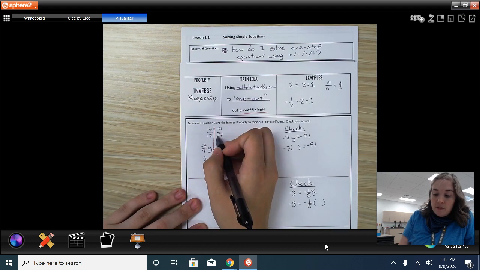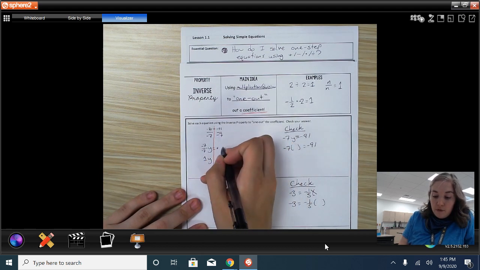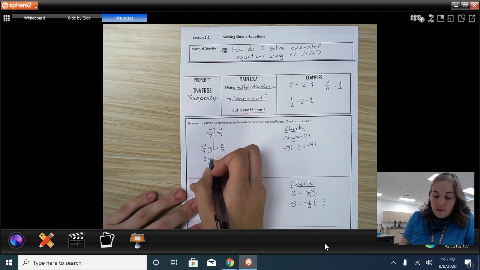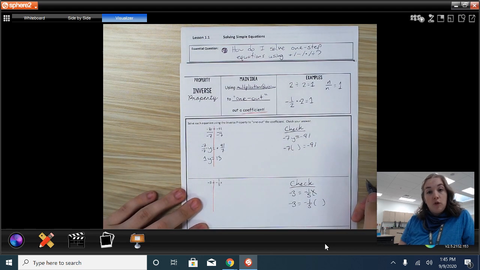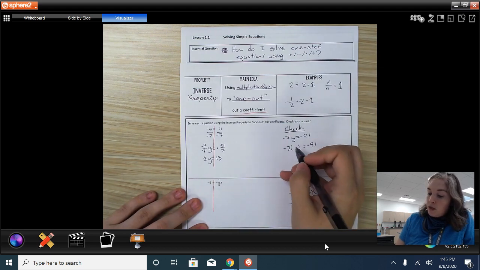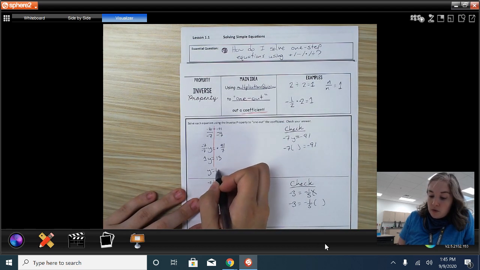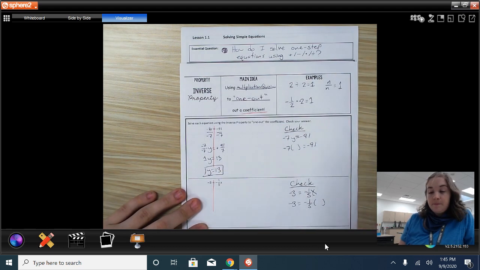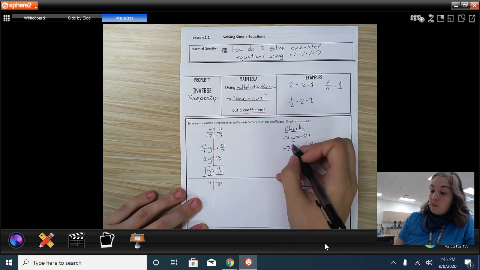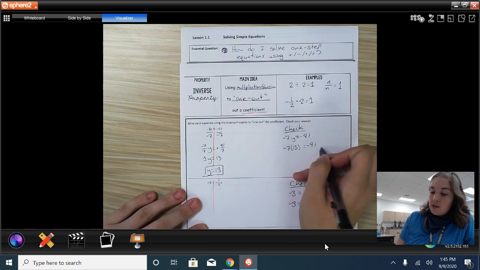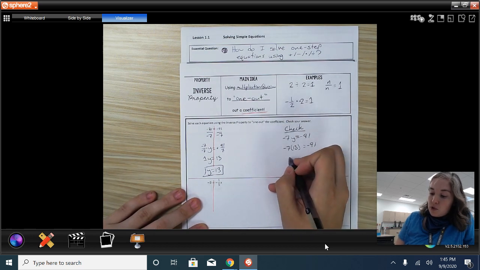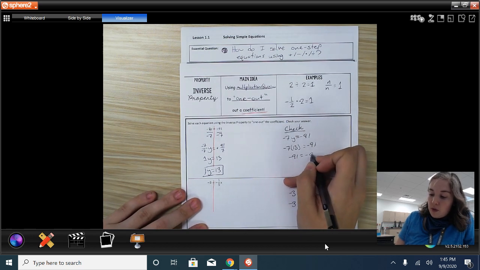And then we have a negative divided by a negative is going to be a positive. And we have 91 over 7. Well, 91 over 7 is the same as 13. There are 13 sevens in 91. So we know that y equals a positive 13. To do our check, we plug that 13 in where y was. So we'll have negative 7 times 13 is equal to negative 91. So we should have negative 91 is equal to negative 91.